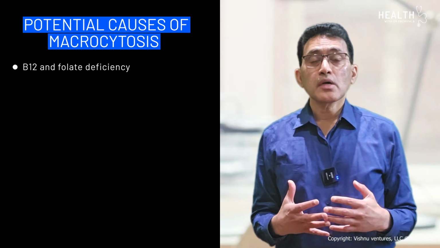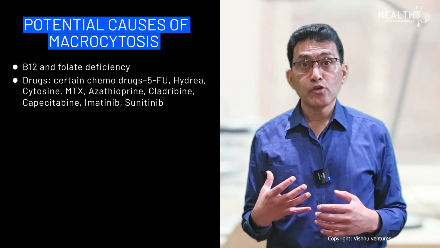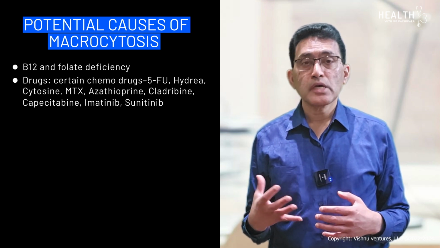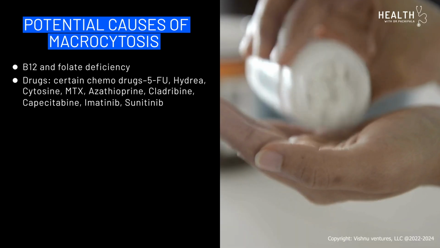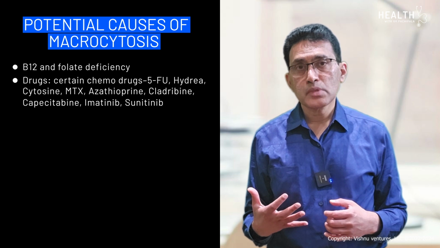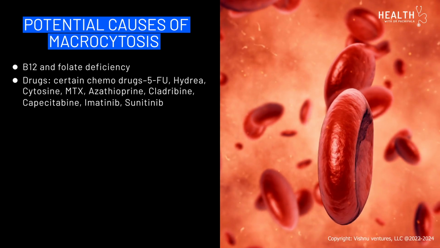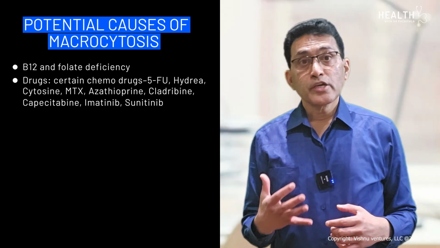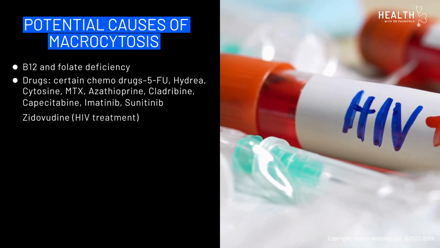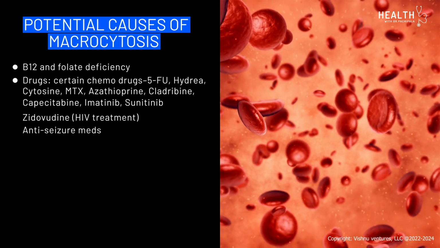The other common causes include certain medications used in chemotherapy, such as 5-FU, hydroxyurea, methotrexate, azathioprine, and capecitabine, which can lead to macrocytosis. In addition, a medication such as imatinib, which is used in chronic myeloid leukemia, can lead to the same problem. And medications such as sunitinib, which is used in kidney cancer patients, can also lead to big size cells. Other medications that can potentially cause macrocytosis include zidovudine, which is used in HIV patients. Also, anti-seizure medications can lead to large size cells.